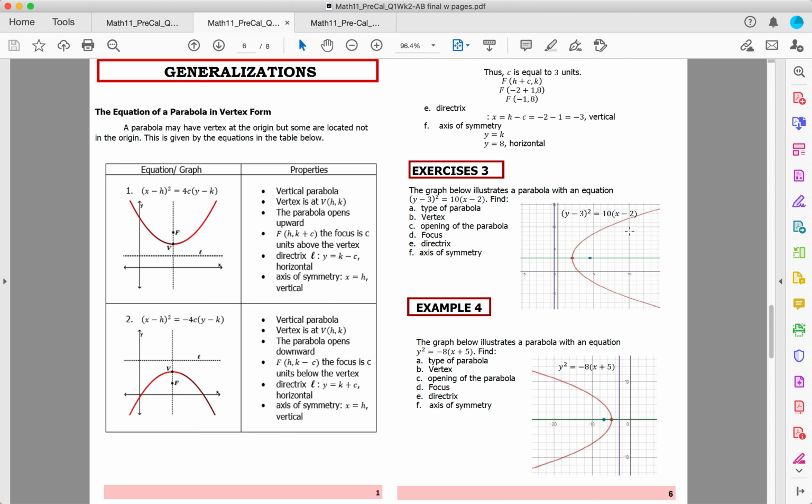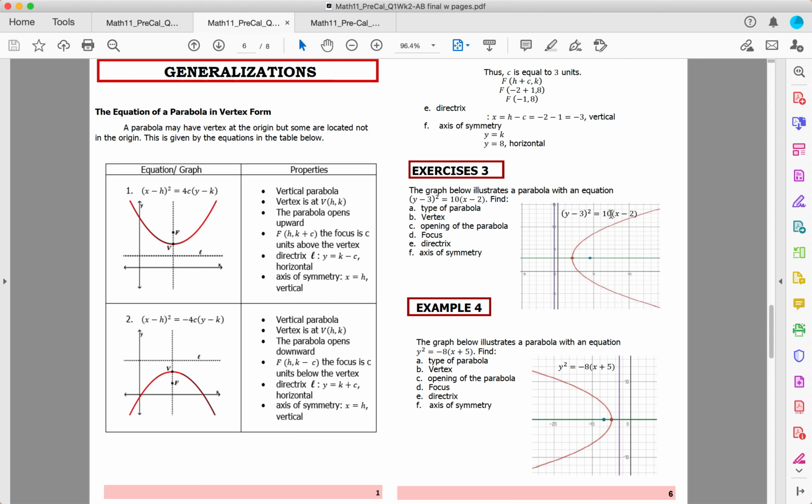Okay, again, for the vertex, you always have to look for h, k. Again, h is together with x and k is together with y. So don't get confused. It's not that the one presented first is your h and the one presented second is the k. No, the h is together with x and k is together with y. So this time, our vertex is (2, 3). All right. The opening is obviously to the right because your c value here, I mean the 4c value, is positive.